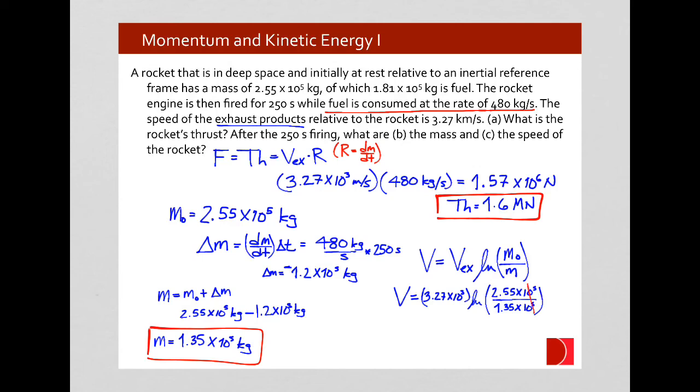We see that the powers of 10 will cancel. And we get our velocity to be 2.08 times 10 to the 3 meters per second, or 2.08 kilometers per second is how fast our rocket is moving after it's burned off a large chunk of its fuel.